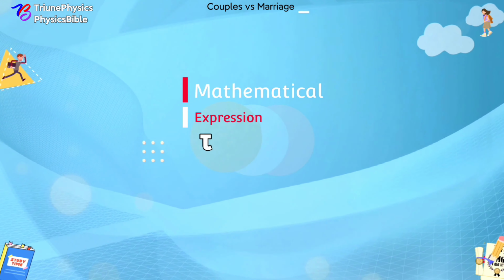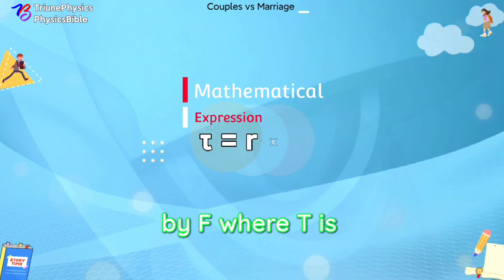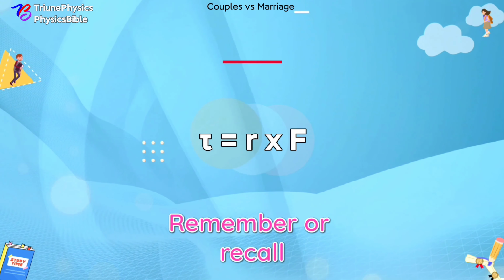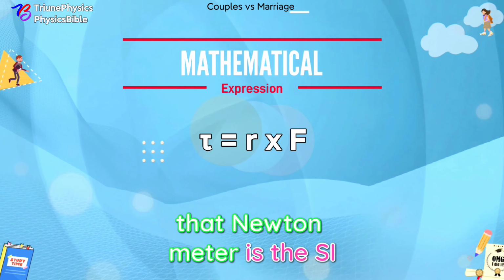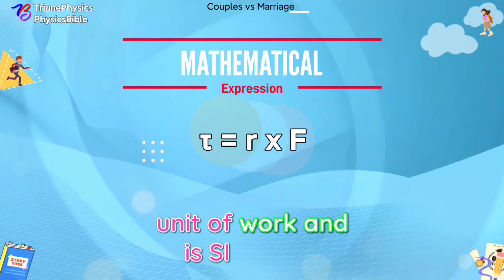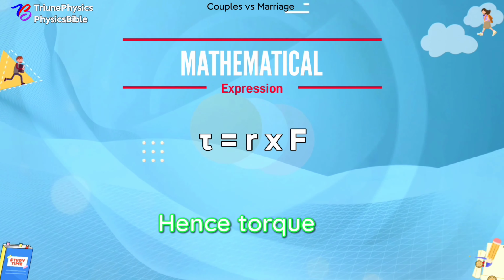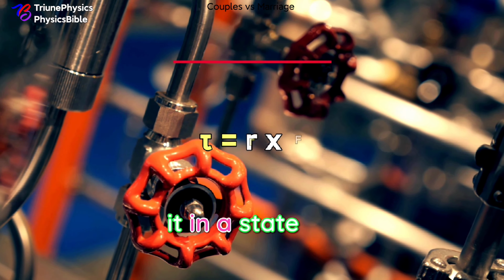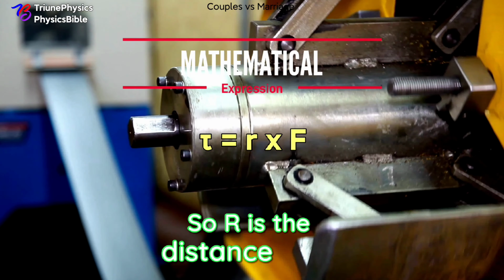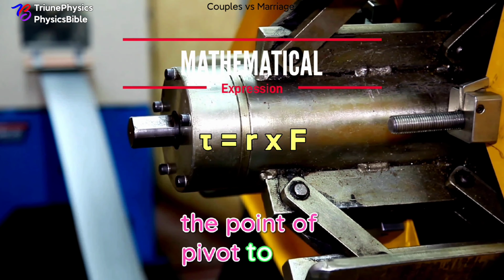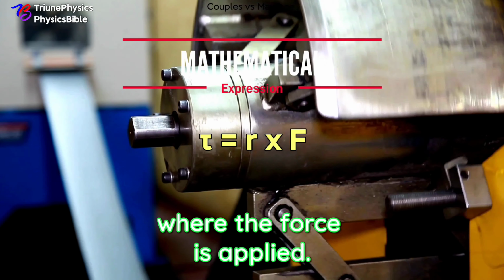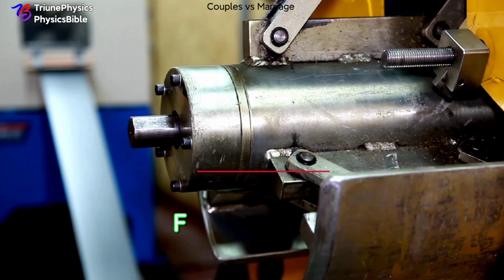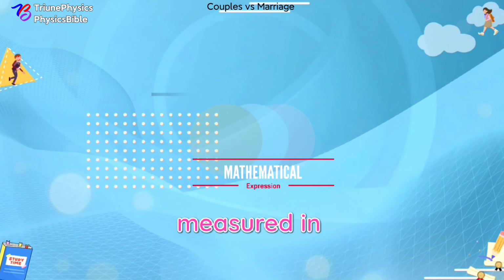Mathematical representation of a couple. It can be done using a simple equation in the form of T equals R multiplied by F, where T is the torque measured in newton meters. Recall that the newton meter is the SI unit of work and of energy. Hence, torque is the same thing as work done on a body to keep it in a state of equilibrium. R is the distance from the pivot to the point where the force is applied. It is measured in meters, meaning it is the same thing as distance. F is the force applied, measured in newtons.